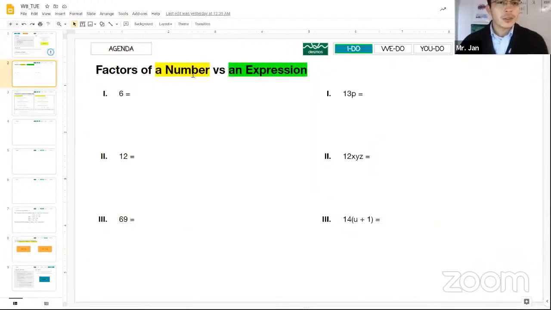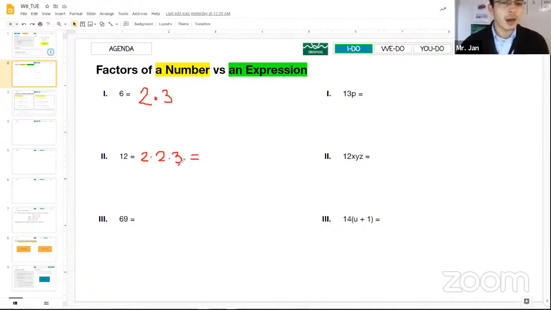On the next slide, this is the first IXL practice that you will do today. The first one is about identifying the factors of a number versus an expression. On these first examples, on the left side, there are only numbers. So how could you find out the factors for numbers? For example, 6, you can rewrite it as 2 times 3, right? I'm going to use a dot for times. So the factors of 6 are 2 and 3, okay? For 12, there are 2, 2, and 3. So the factors of 12 would be 2, 2, and 3.